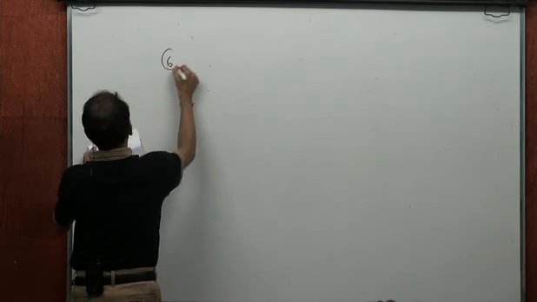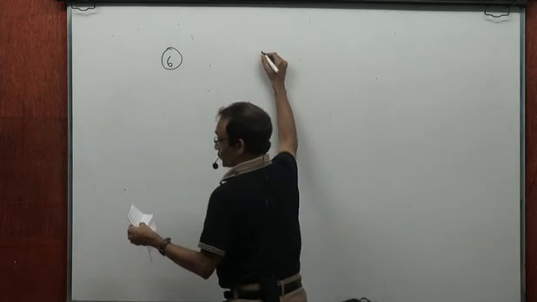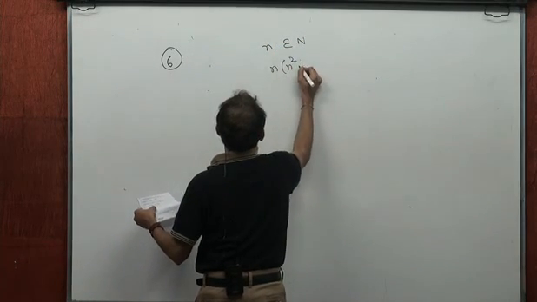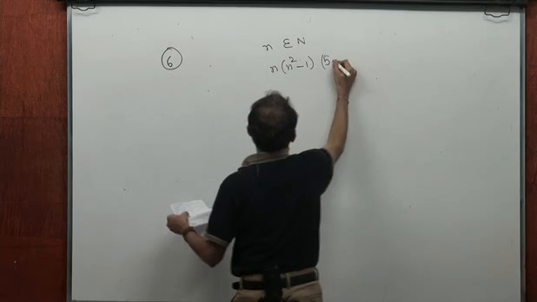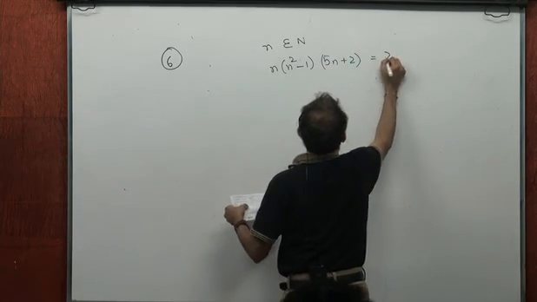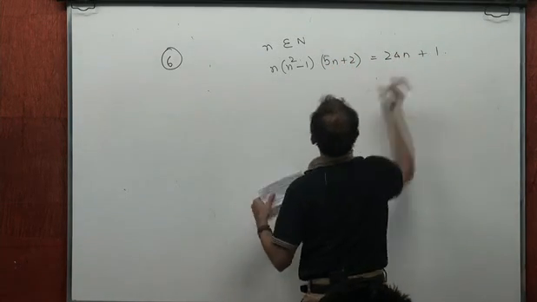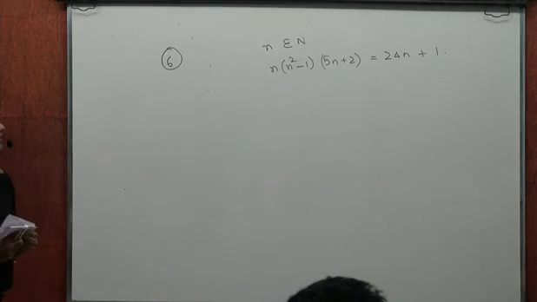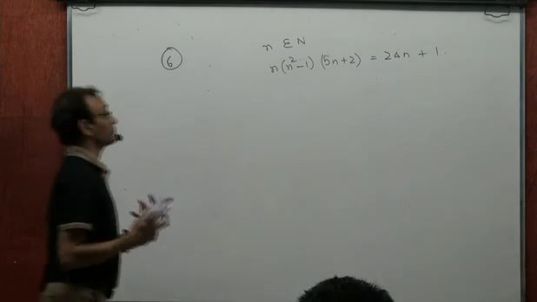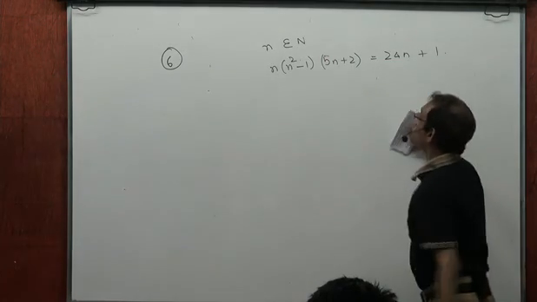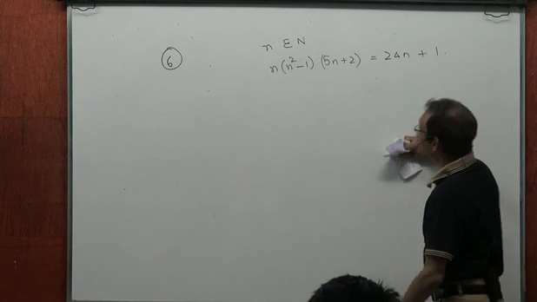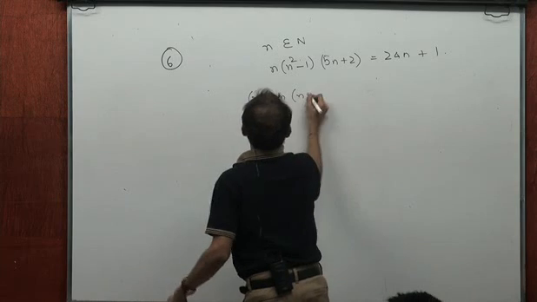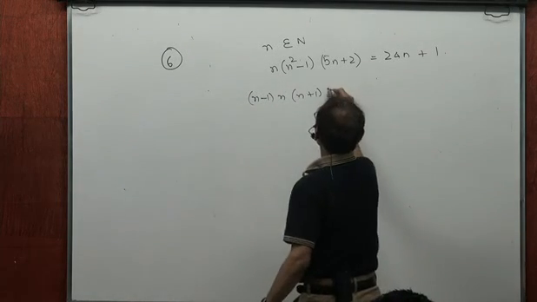Number 6 of observation and parity, where n was a natural number: n into n squared minus 1 into 5n plus 2 is 24n plus 1. One of the things you could see from here is that this could be written as n minus 1 into n plus 1. See, this n squared minus 1 I write as this, into 5n plus 2.